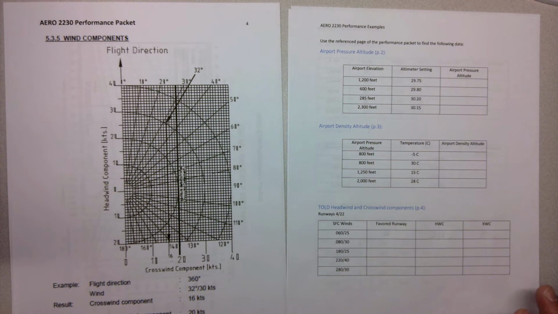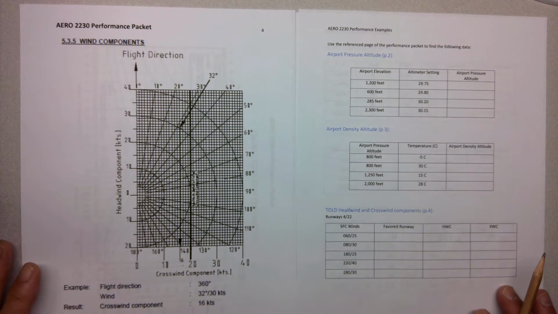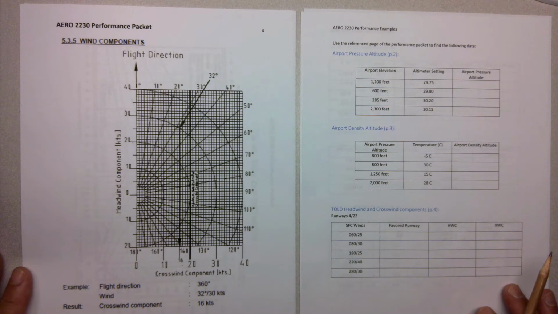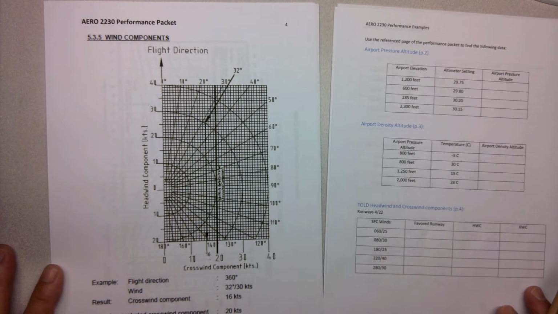Hey class, this video will show you how to use the wind component chart from the Diamond DA40 Pilot's Operating Handbook to determine the headwind component and the crosswind component when you're taking off from a runway. Let's take a look at the chart first.